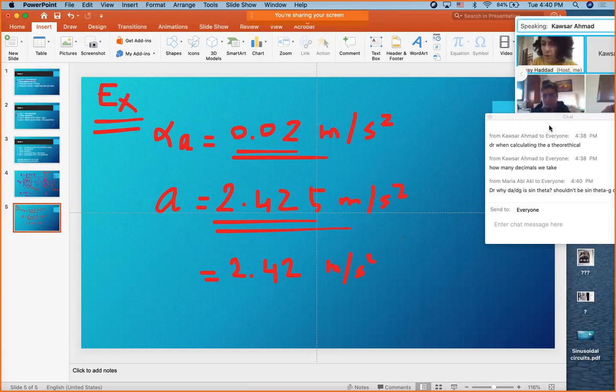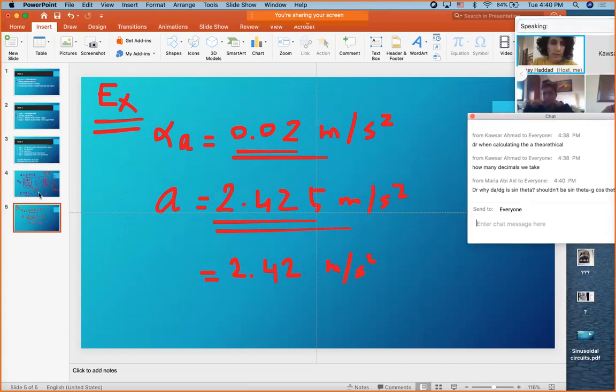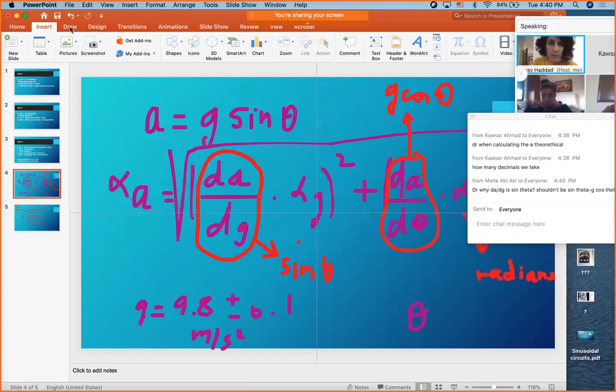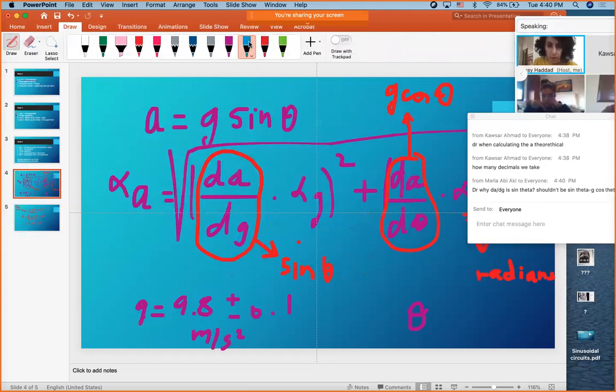Why is dA over dG sine theta? This is a very good question, actually. Let me use blue. G is the x, your variable, so this can be written as x times sine theta. Remember that sine theta is a constant. Your only variable is x, so this is very similar to constant times x. The derivative of constant times x is the constant. In this case, this is your constant.